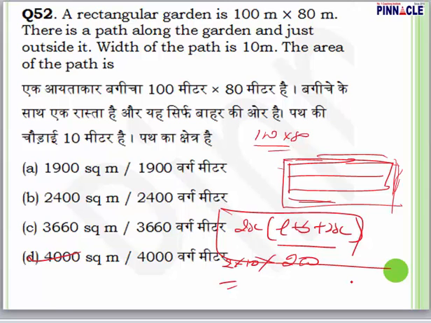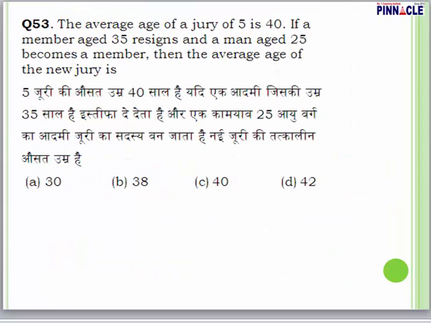Now question number 53. See, in this question, what is given: the average age of a jury of 5 is 40. If a member aged 35 resigns and a man aged 25 becomes a member, then the average age of the new jury would be how much? Average age of 5 jury members, that is 5 into 40, that is 200.